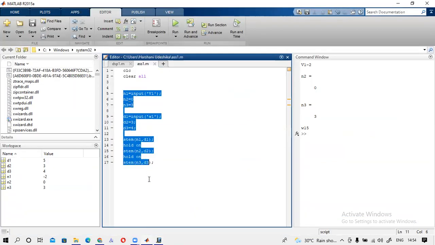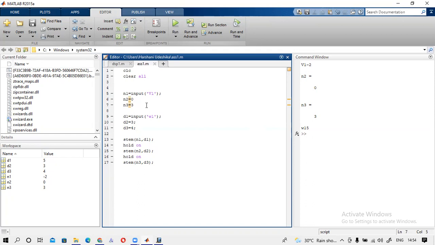If you are not comfortable with the for loop, you can use this one. You can use n1 to n15, all the values. You can define all the n values here, then define all the weights here, and plot all the signals. So this will be very lengthy, because you have to repeat this command again and again.